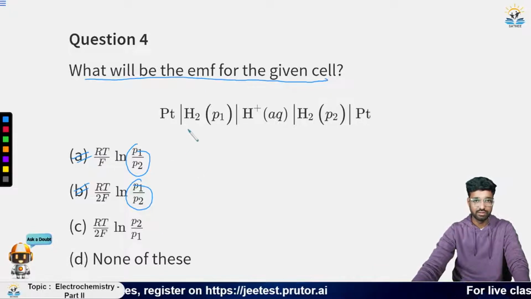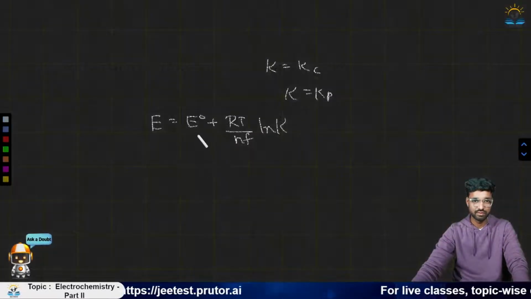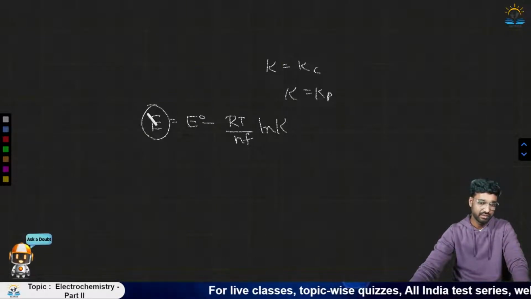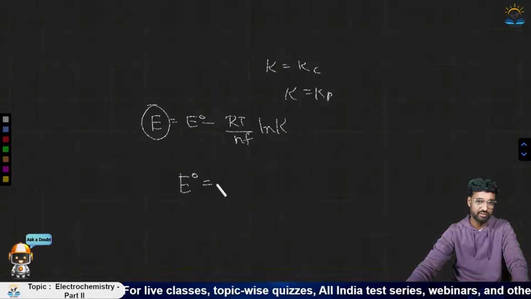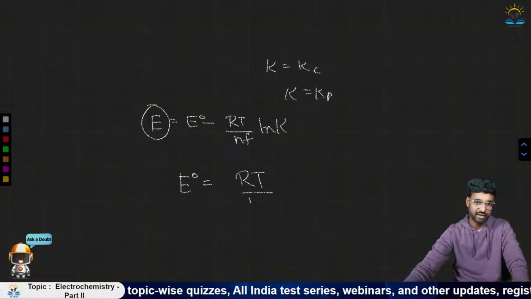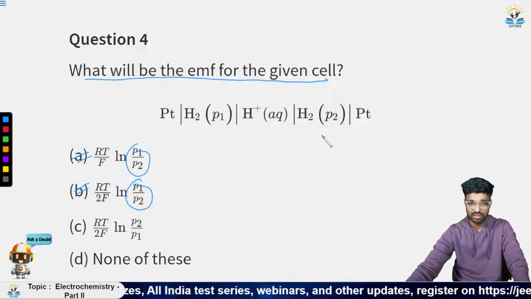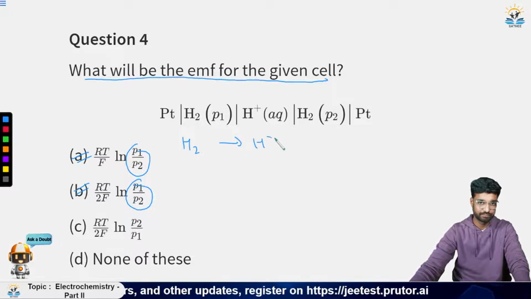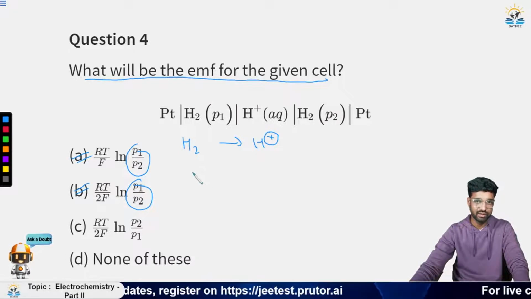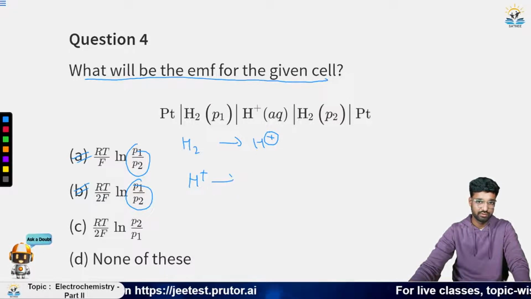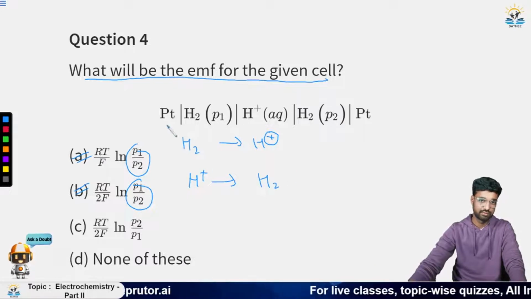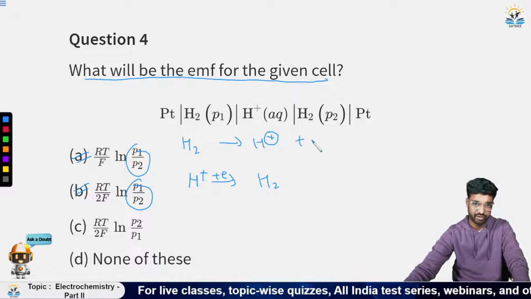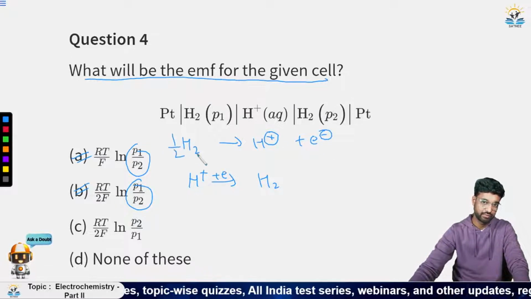Now how will we do this? We have to find the EMF of the cell. At standard condition, E will be 0, so E naught will be equal to RT by nF. If you write the equations for it, H2 is going to H plus. Similarly, H plus is going to H2. So here one electron is taken and here one electron is released, and half H2.